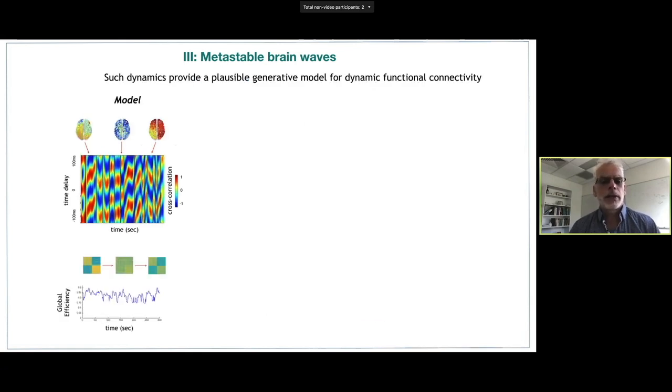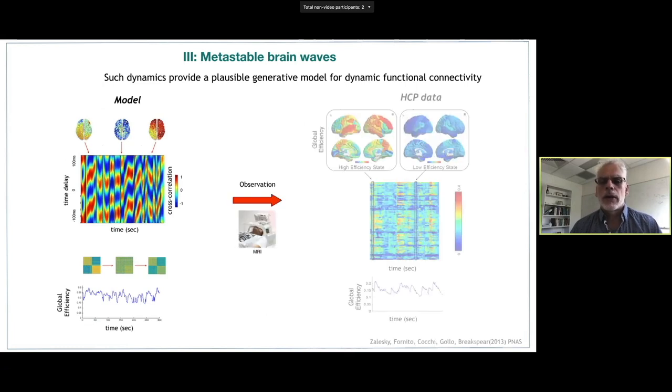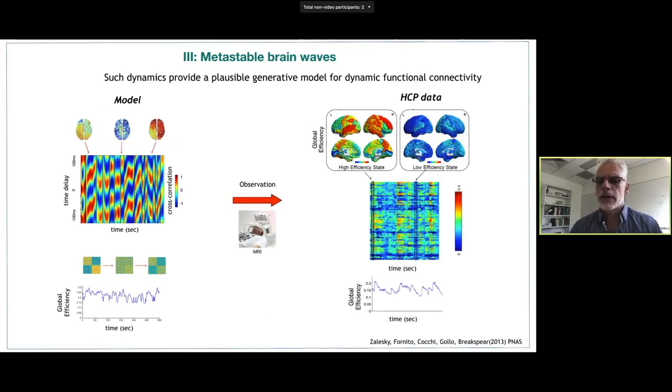We in fact did this. We simulated a model and we compared it with resting state functional connectivity data from the Human Connectome Project to show that, to first order, there's a match between our large-scale brain model and our observed whole brain functional connectivity matrices.